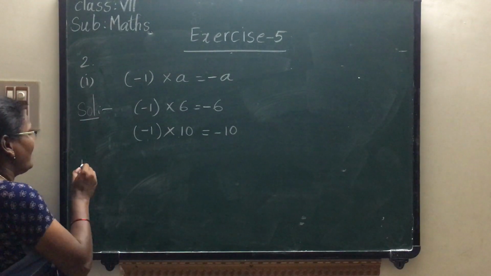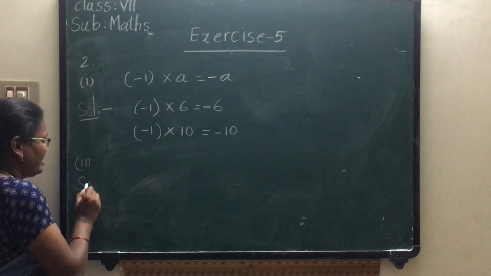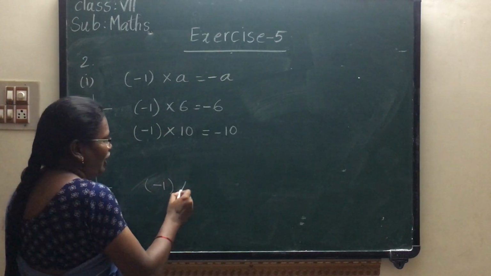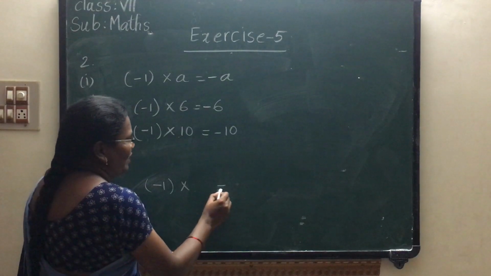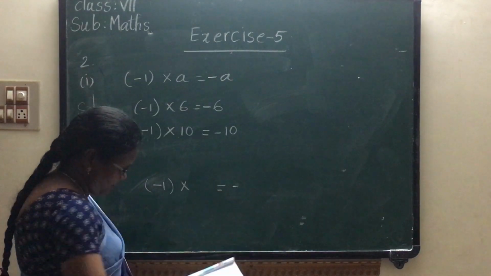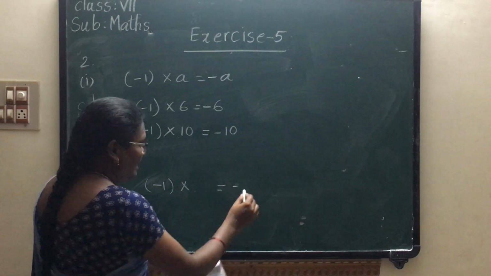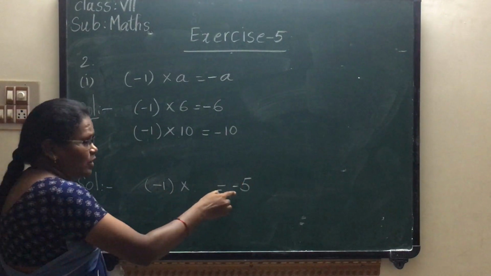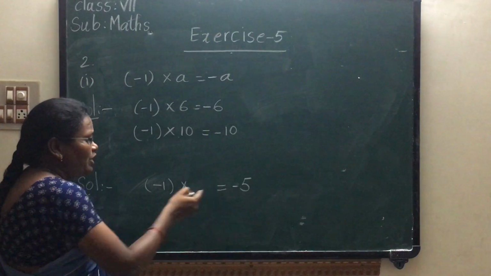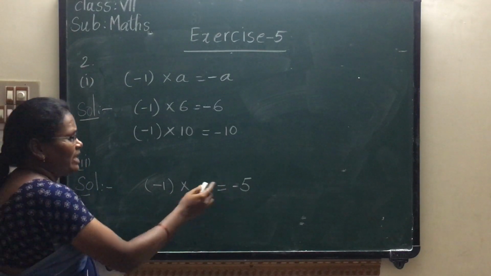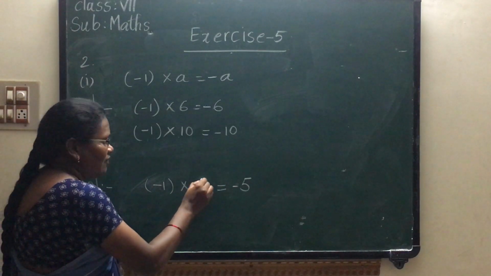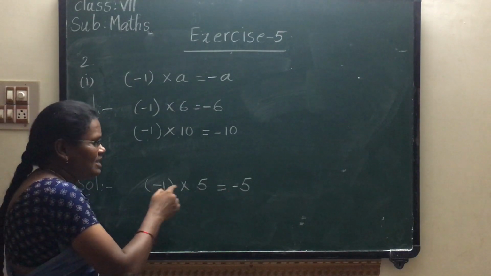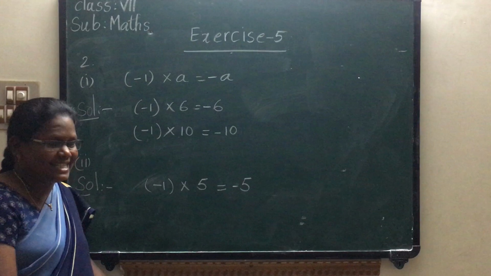See children, minus 1 with a number, and the product is given. What is the product they give? Minus 5. Here minus 1 is multiplied, but the product is minus 5. Which number do we multiply so that minus 5 comes? 5. 1 fives are 5. Minus into plus minus. This is the answer.